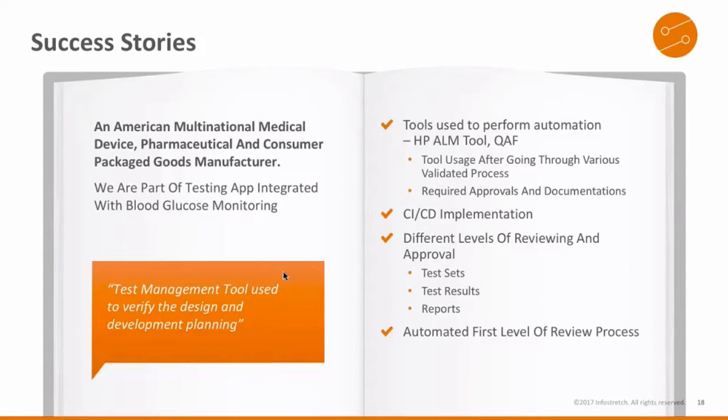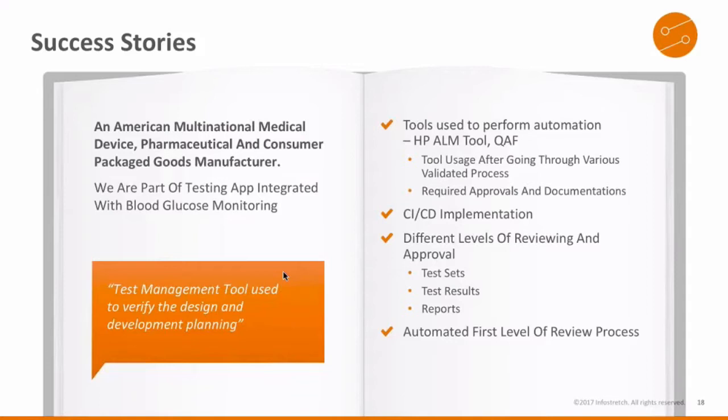Also, our in-house QA automation framework tool, based on Selenium, was being used to test automate the whole end-to-end solution. The problem here was that there were different levels of reviewing and approval. The first set of reviewing and approval was to be performed by the QA team, or the testing team that was implementing. So they had this test set. Now these test sets contained the test cases, test results and the test procedures.